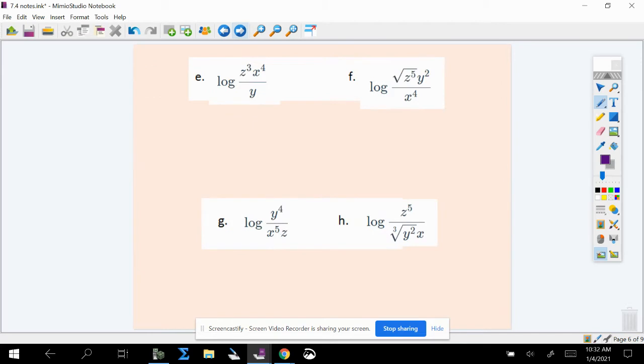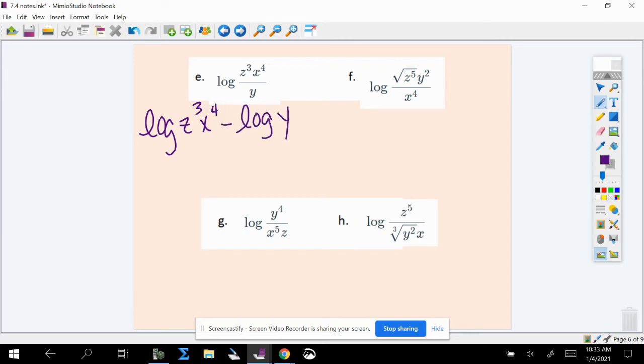Do a few more. Here's ones that are a little more complicated. Delta Math has it broken down into like level 1 versus level 2. So these are level 2 problems when you have more things going on. Same idea though. What you'll notice, if you have anything being divided and all 4 of these have division, you want to pull that apart first. So you want to write it as the log of z cubed x to the fourth minus the log of y.